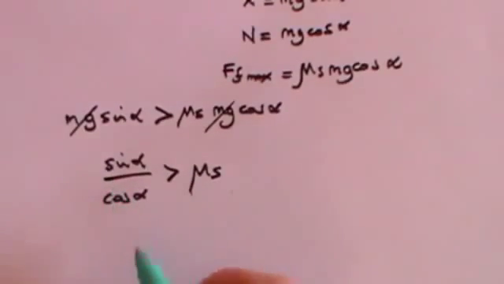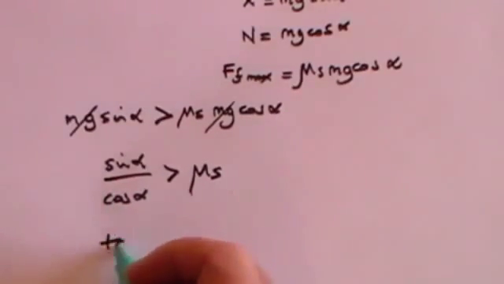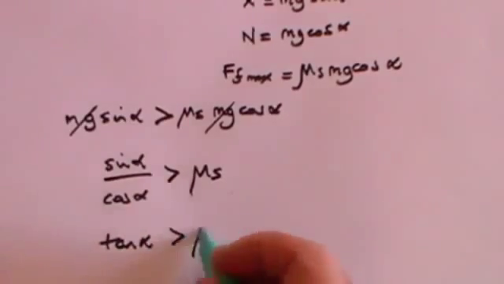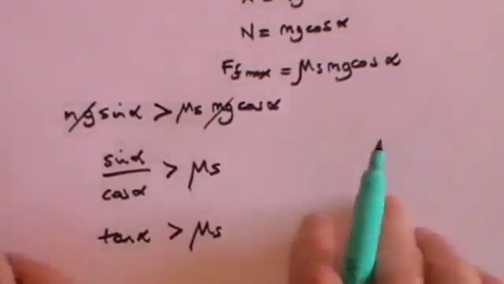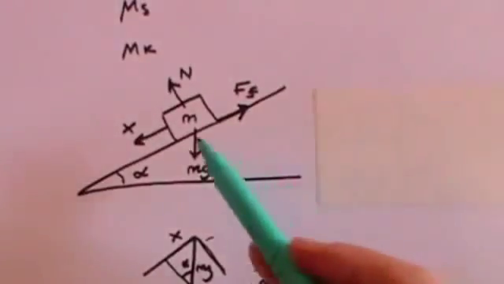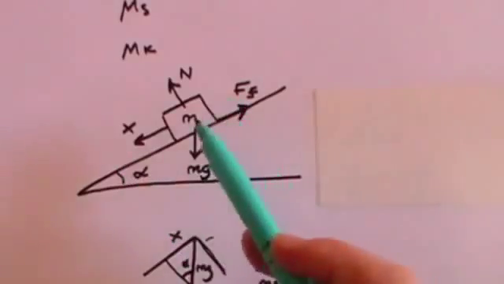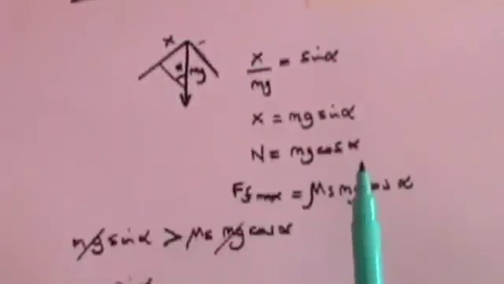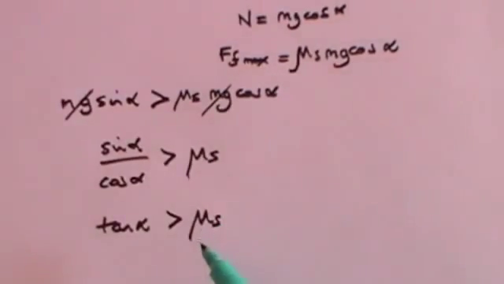But sine alpha divided by the cosine of alpha is simply the tangent of alpha, which must be greater than mu s. So here is our first big conclusion: the block will start to move down the plane, in other words, it will overcome the frictional force, when the tangent of this angle alpha is greater than the frictional coefficient mu s.